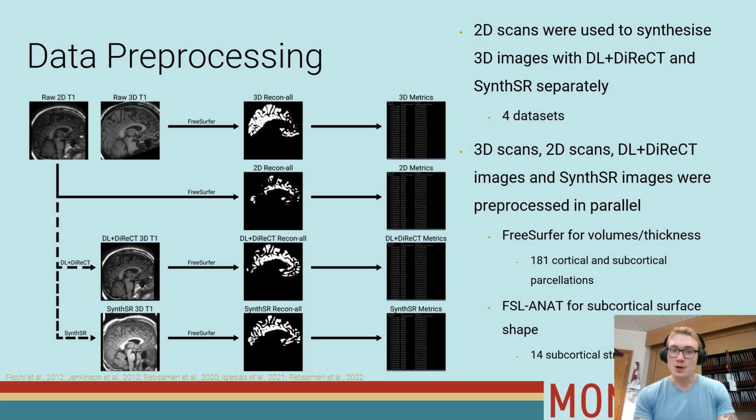The FreeSurfer reconstruction pipeline was used to extract volume and thickness measurements for 181 predefined cortical and subcortical regions, as well as to provide isolated segmentation images of each region. FSL FIRST was used to estimate the surfaces of 14 subcortical structures: the bilateral nucleus accumbens, amygdalae, caudate, hippocampi, pallidums, putamen, and thalami. The brainstem segmentation was omitted due to poor estimation historically.